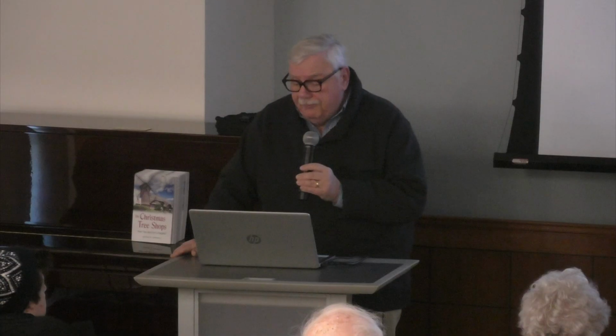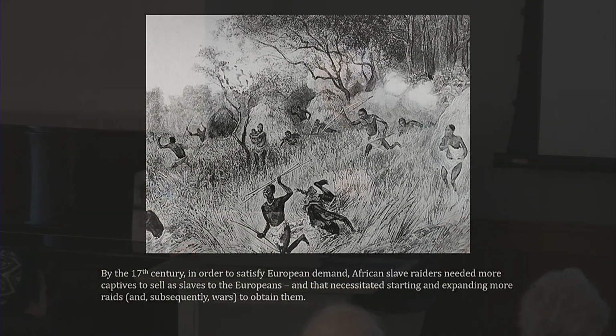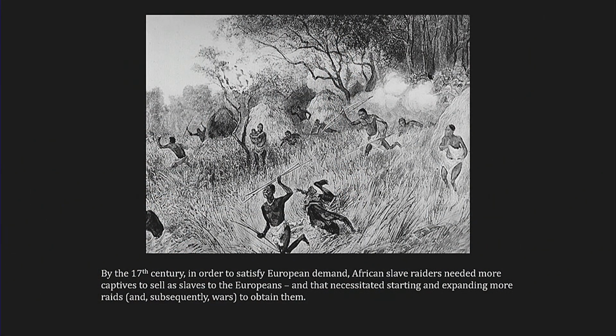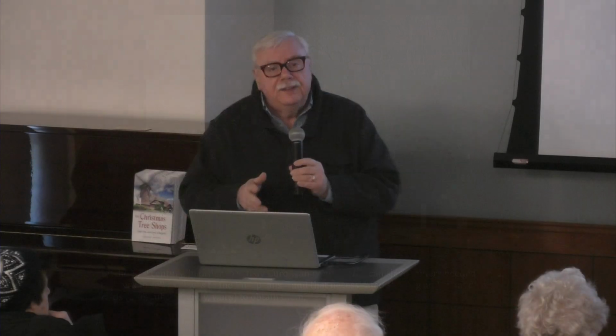And in that way, upon the descent at night, with bows and arrows, later by rifles, by the 17th century, in order to satisfy European demand, African slave raiders needed more captives to sell as slaves to the Europeans. And that necessitated starting and expanding more raids and subsequently more wars to obtain them. Well, in this instance, at least 10% of the population would be decimated simply by the descent with arrows and later guns.